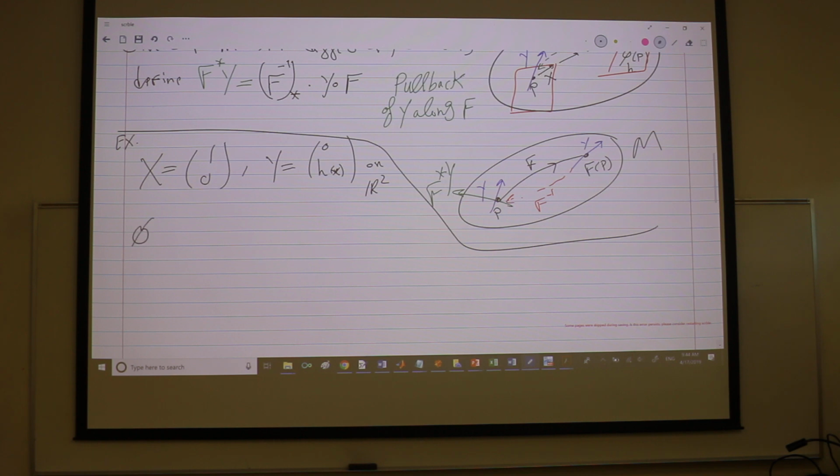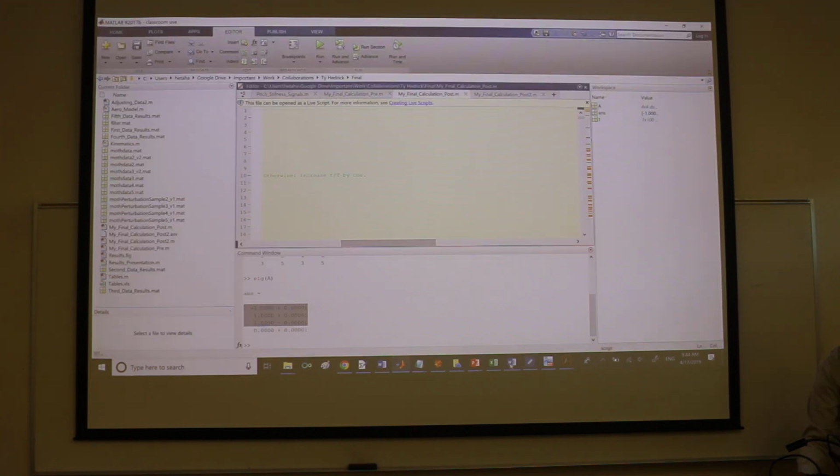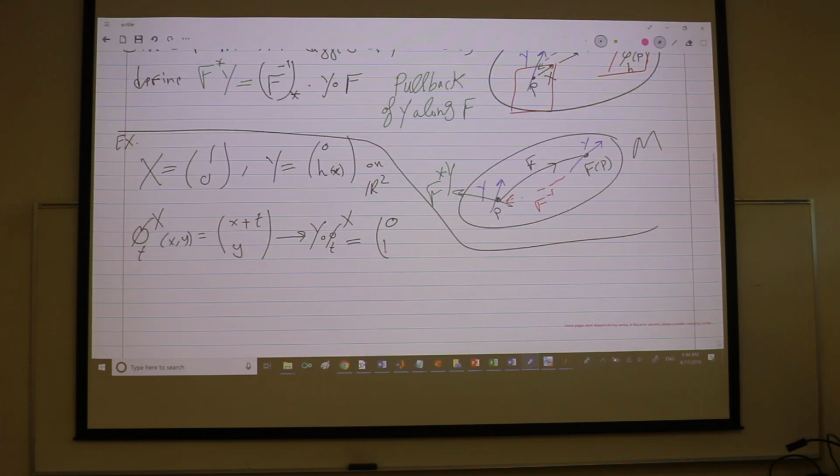So what's the flow along x from some point (x, y)? You have the initial condition (x, y). The first element you increase by t, and the second element stays as is, right? So what is y composed with the flow? This is easy. y takes two points and gives you a vector. The first element of the vector is always 0. The second element is a function h of the first argument, which is x plus t.